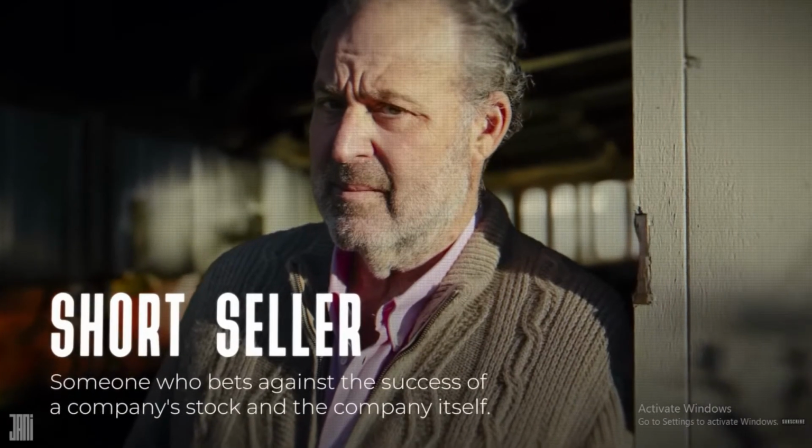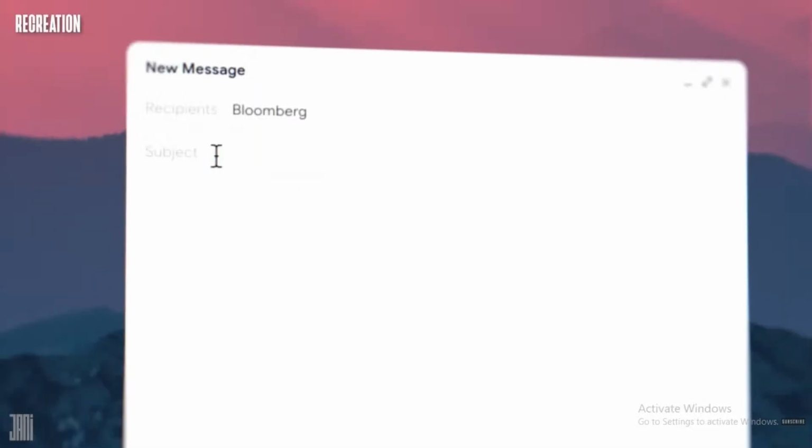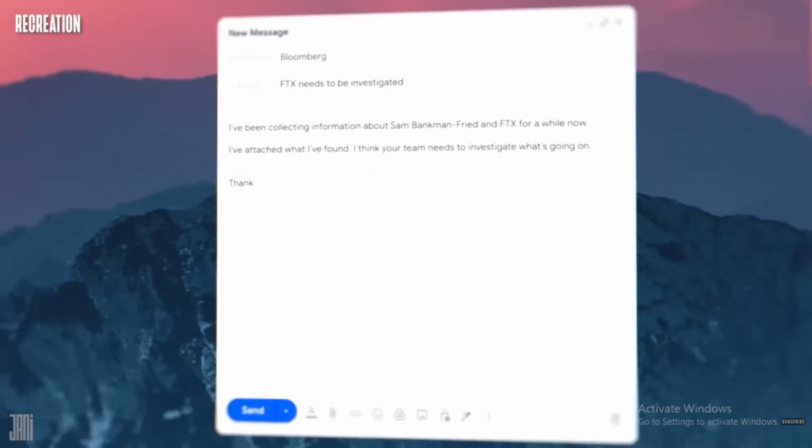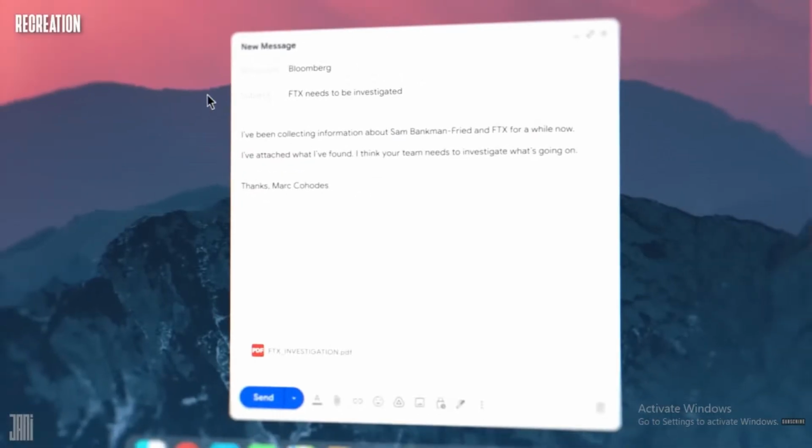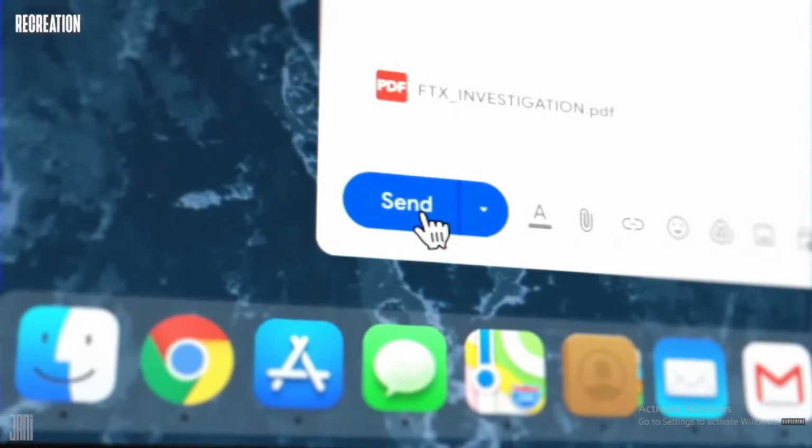Only a few months after his initial tweets, he had sent an email to Bloomberg asking them to investigate Sam Bankman-Fried and FTX. Cohodes was skeptical, and one of his biggest questions was related to Sam and his background. Just who was this guy really, and how did he achieve his status in such a short period of time? It was a fair question.